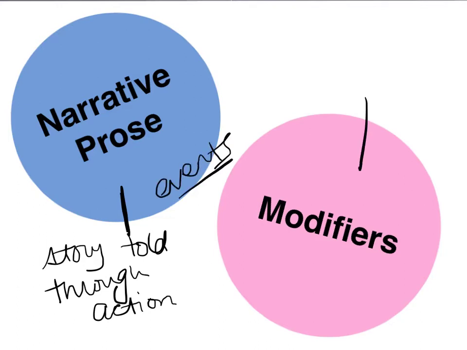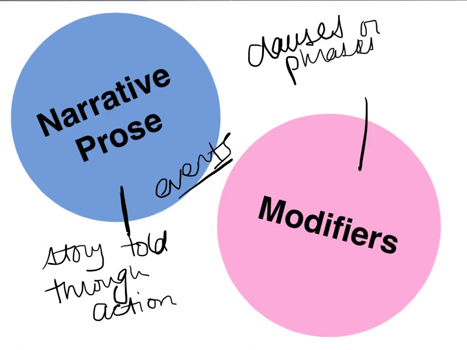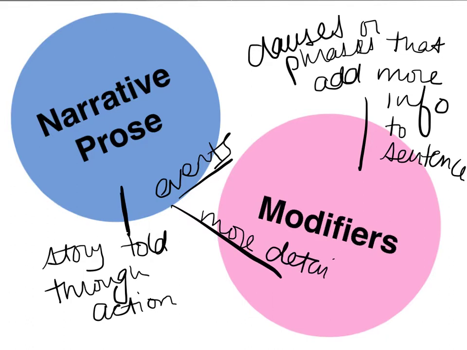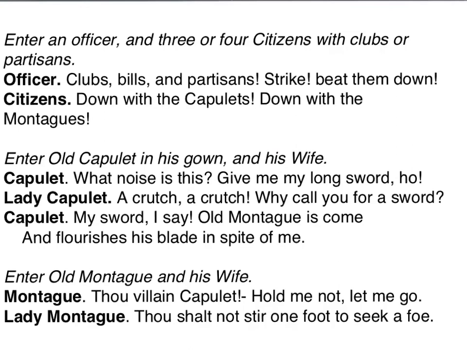In terms of modifiers, we're looking at clauses or phrases that add more information to the sentence, to the main clause. Okay, so what works with modifiers in narrative prose is that it gives us more detail while varying sentence structure. So let's quickly take a look at the scene that I chose.